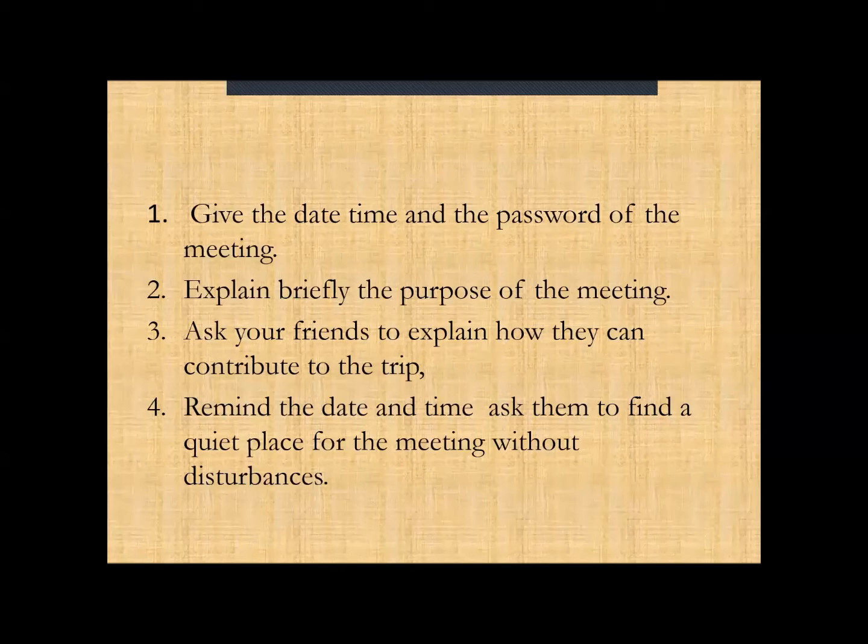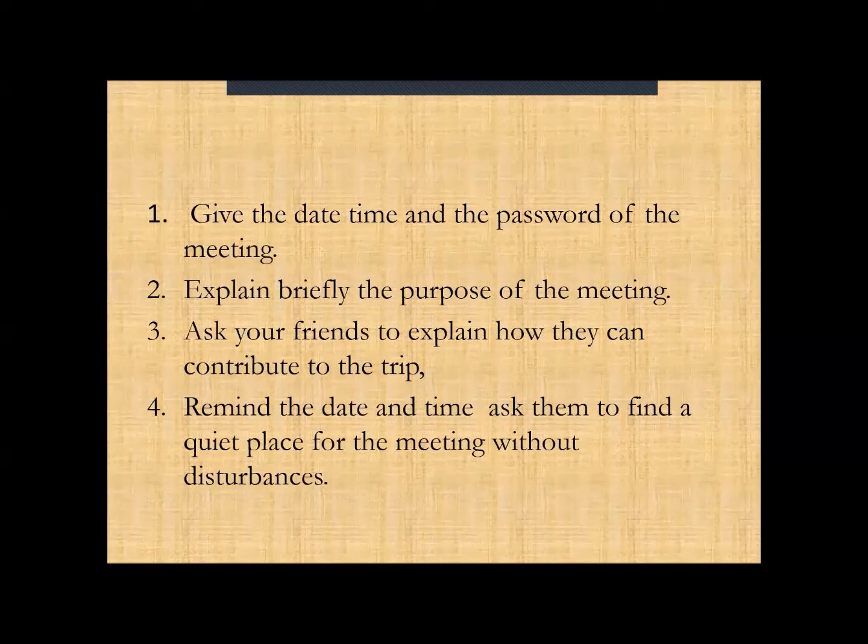Okay, the next point. Remind the date and time. Again, you have to remind. Don't forget the date and time. And you also have to ask them to find a quiet place for the meeting without disturbances, because when we are conducting a Zoom meeting, a lot of noise can be heard in the background, and if the noise disturbs you, it is very difficult. So then you have to go to a quiet place. If you are using a phone, you can go outside and find a quiet place. Right, this is what you are asked to do.